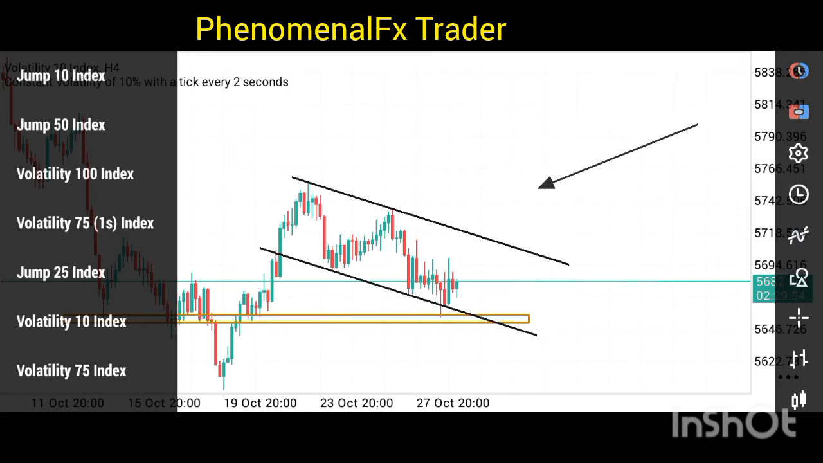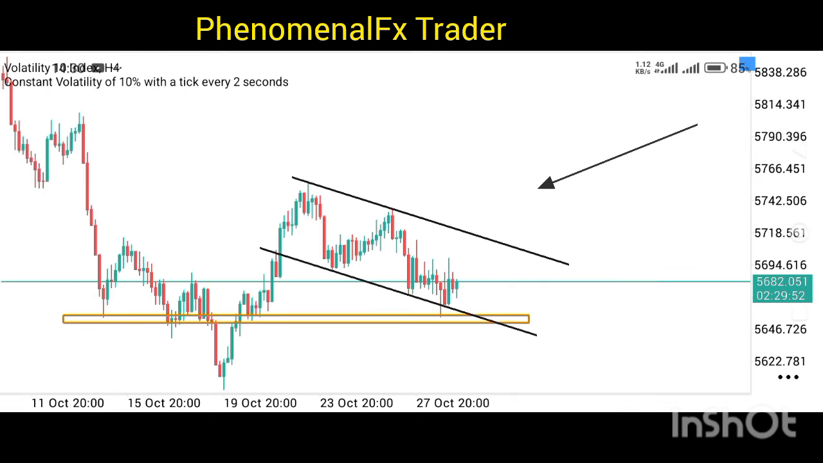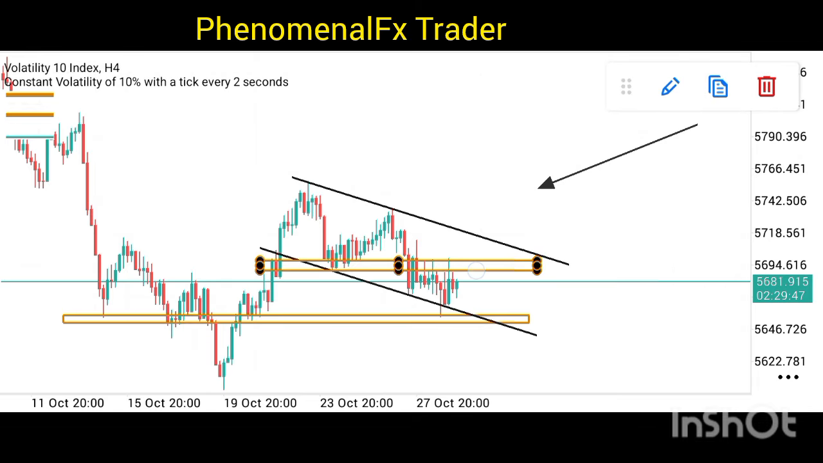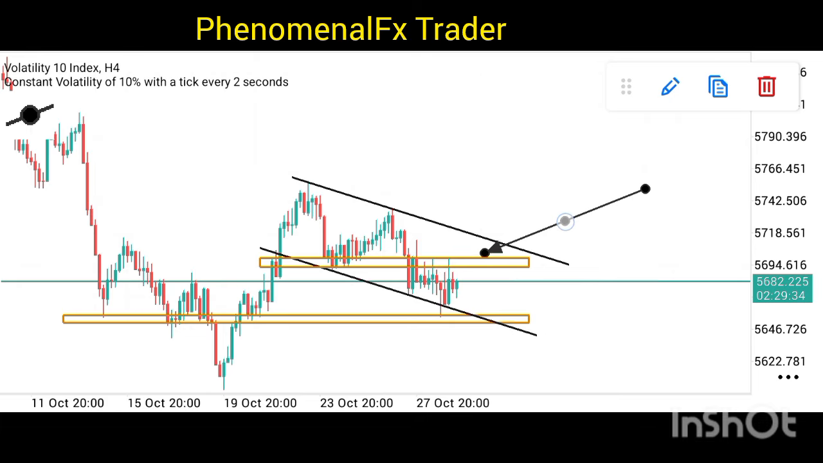So for that reason, if the market finally breaks above this zone, watch what I'm doing here. This is the zone. If the market is able to break and close above this zone that we have marked, then all we have to do now is to wait for a retest on this same zone. Let the market come back and retest this zone, maybe with just one candlestick. You can take a buy from here.